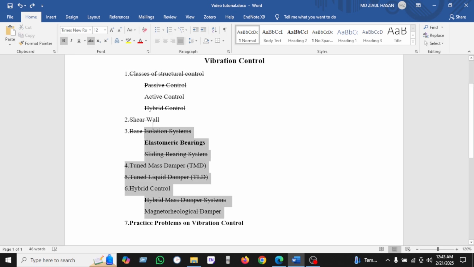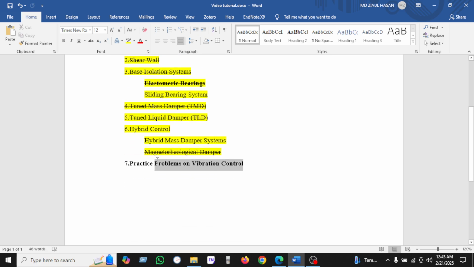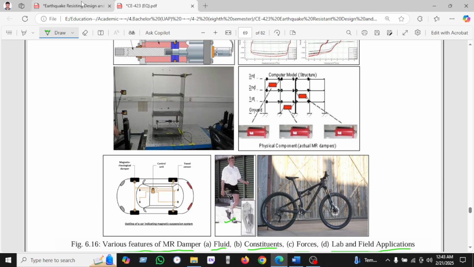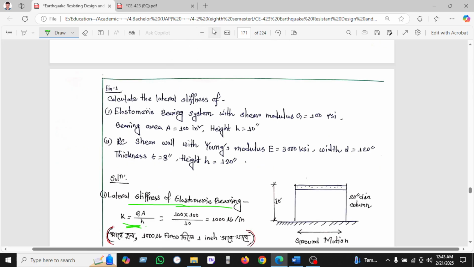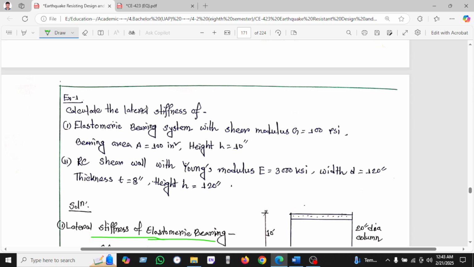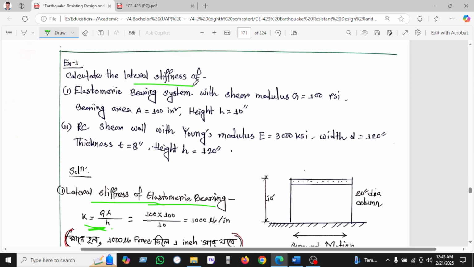Now we'll see the practical application. As an engineer, you have to know the practical problems of vibration control. So let's see. This is the first math problem we are seeing here. Here is some given data. Calculate the lateral stiffness of an elastomeric bearing system with shear modulus given as 100 psi, bearing area given as 100 inch square, and height of 10 inch.